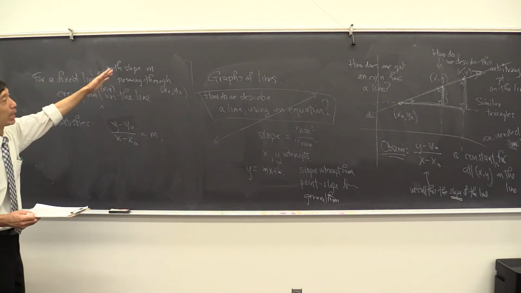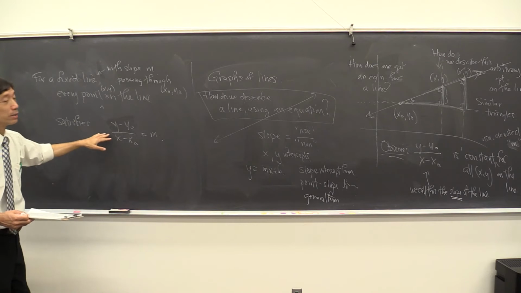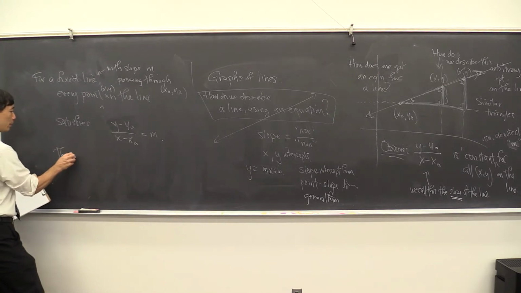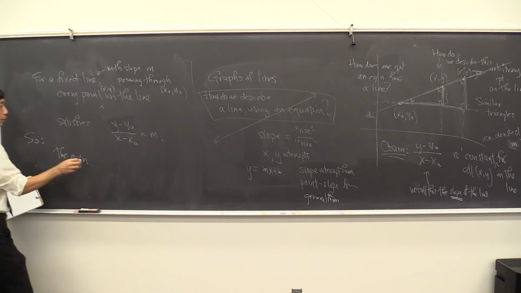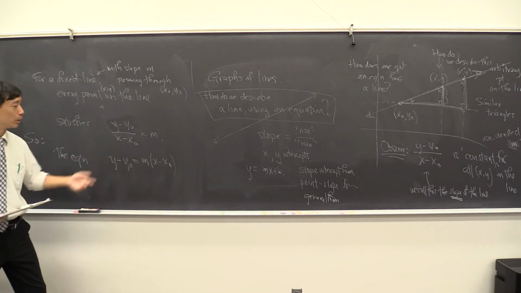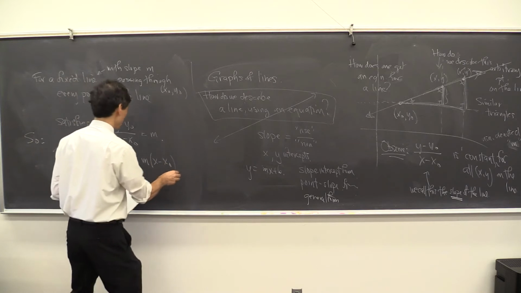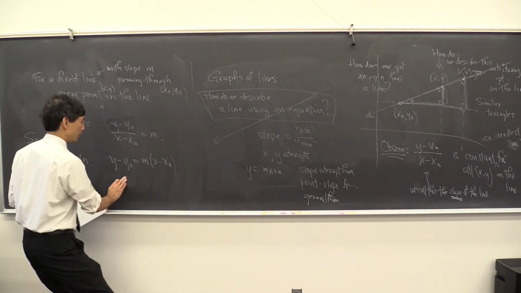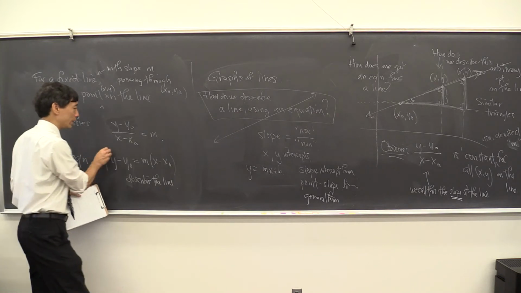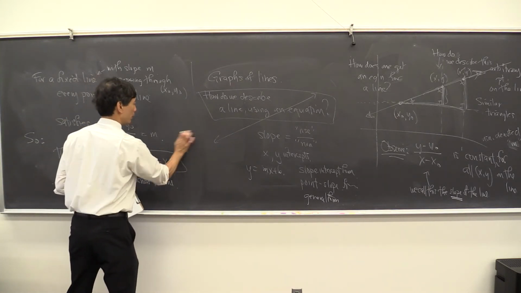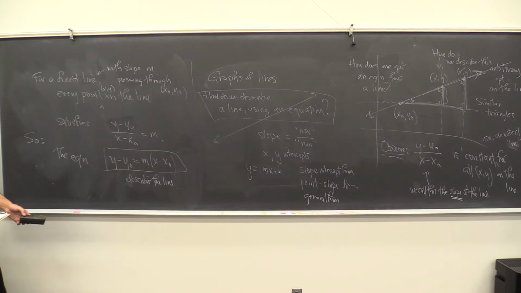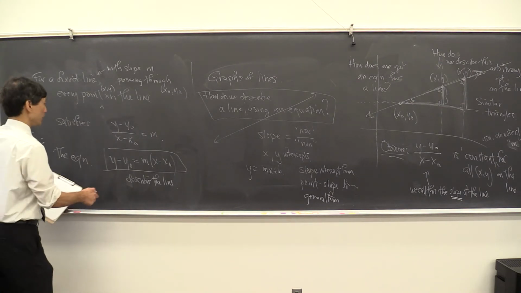For this fixed line with slope m passing through x naught, y naught, every point x, y on the line satisfies this. And so you usually write this as the equation y minus y naught equals m times x minus x naught, after multiplying through. This describes the line, and this is the so-called point-slope formula.